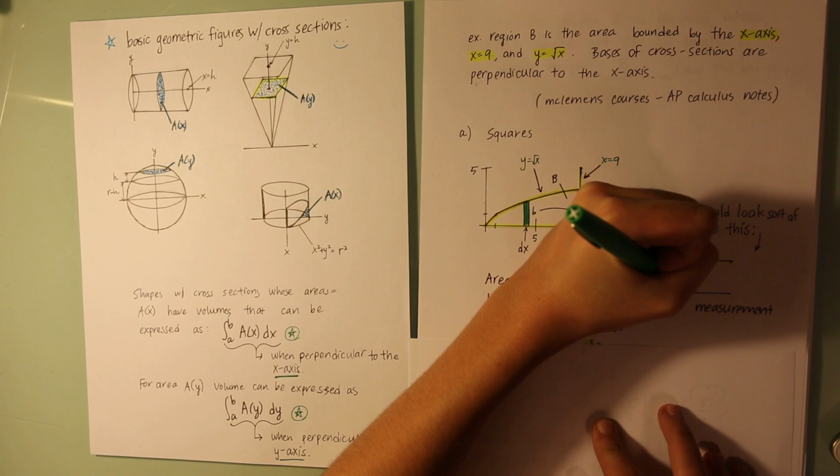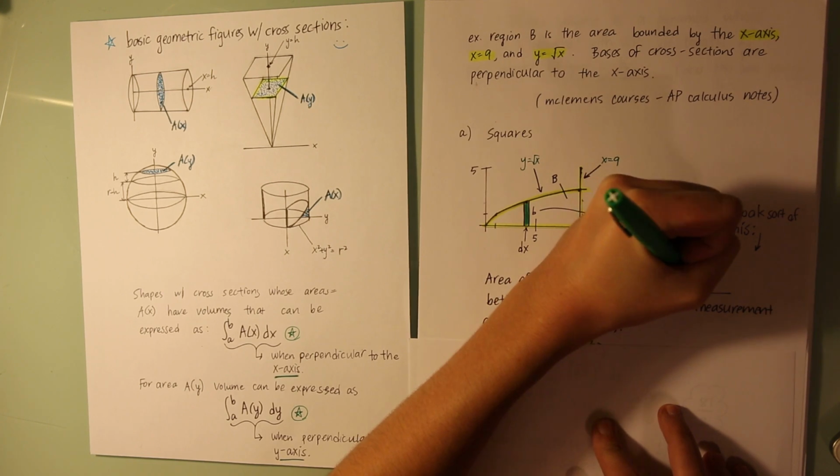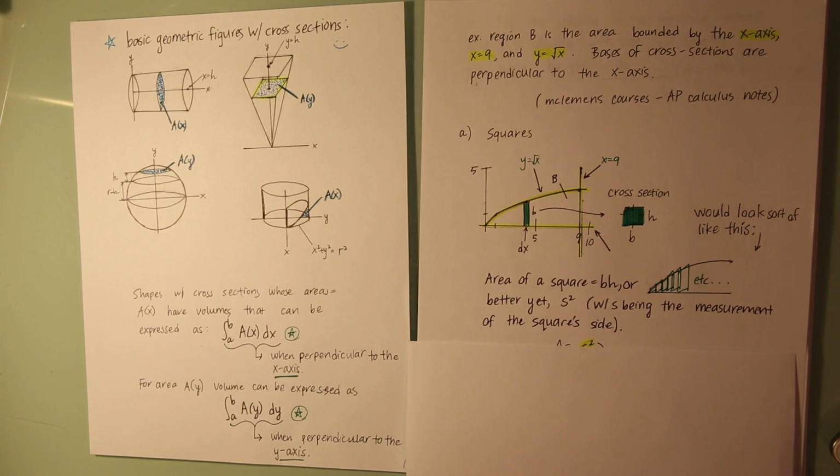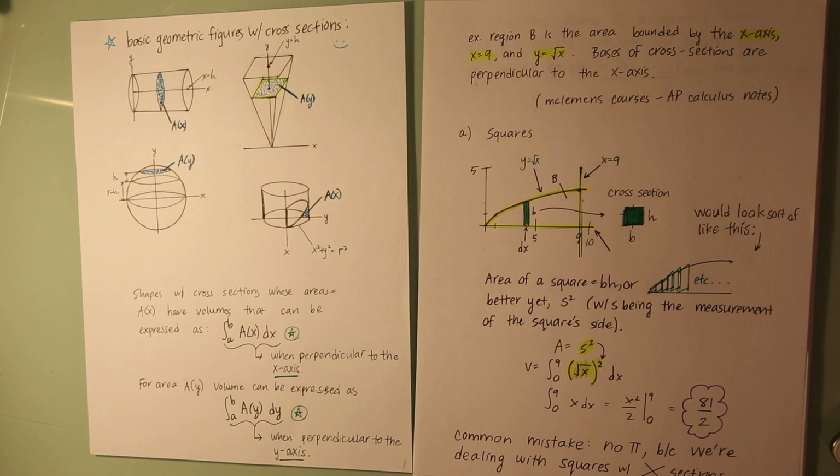This whole thing reminds me of slices of a loaf of bread. We look at one slice and find its area, which is base times height, or s squared, since the slice is a square with equal sides. We can use s squared, the area of the square slice, to get the volume, aka the integral of A of x from a to b of the region. In this case, we'd go from 0 to 9. And finally, we can substitute root x in as s for this equation right here.